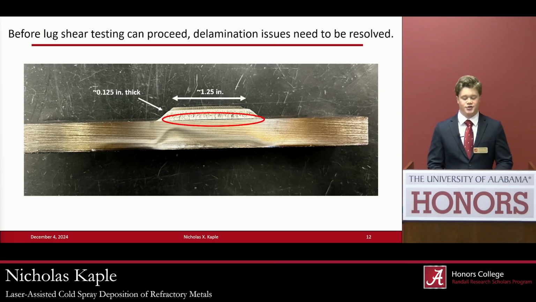Before lug shear testing can proceed, however, we have to solve a few delamination issues. We found that when we're spraying thicker deposits, so in this case we have about 1/8 of an inch thick deposit, we can sometimes get delamination between the niobium pad and the 4340 substrate. And you can see it here in this image circled red.